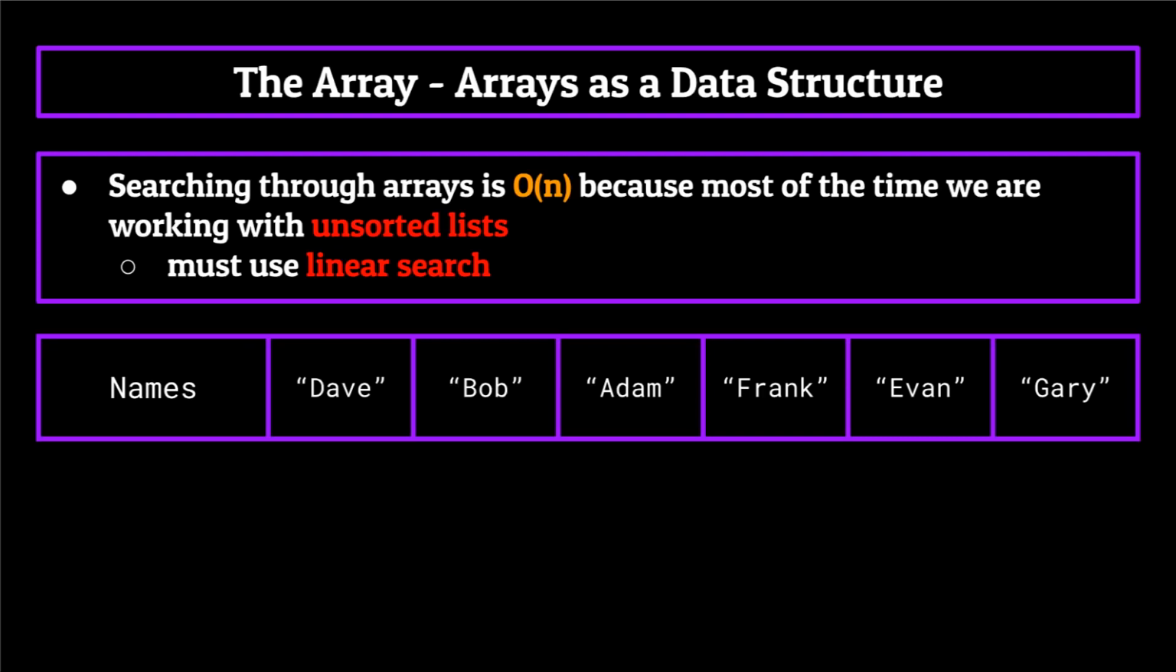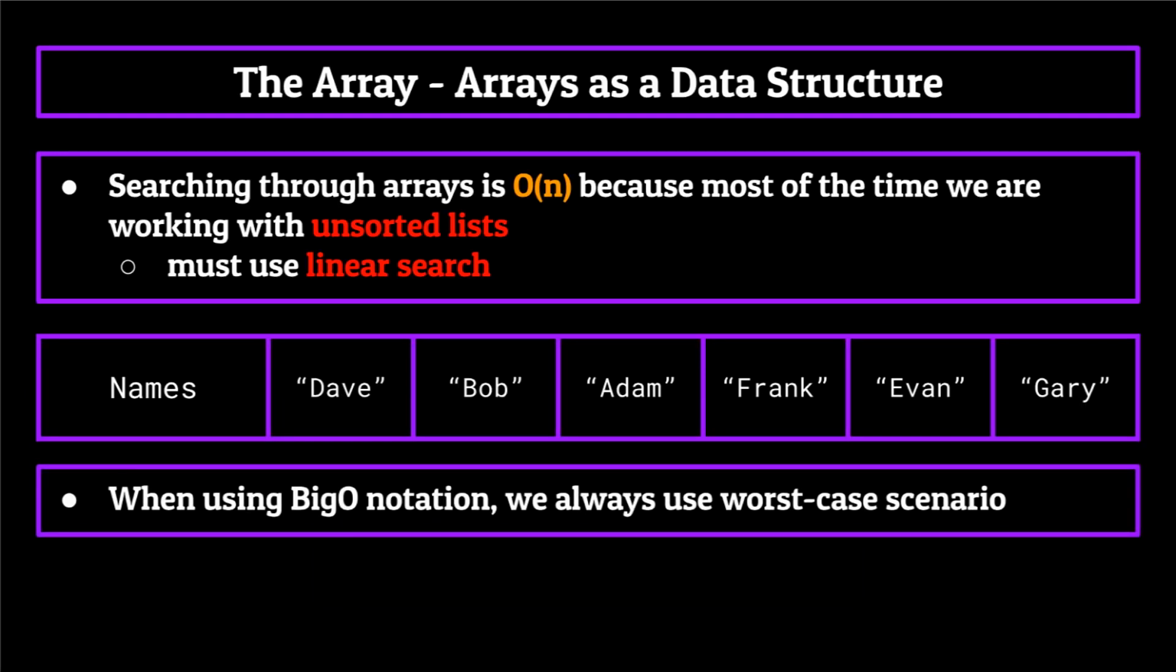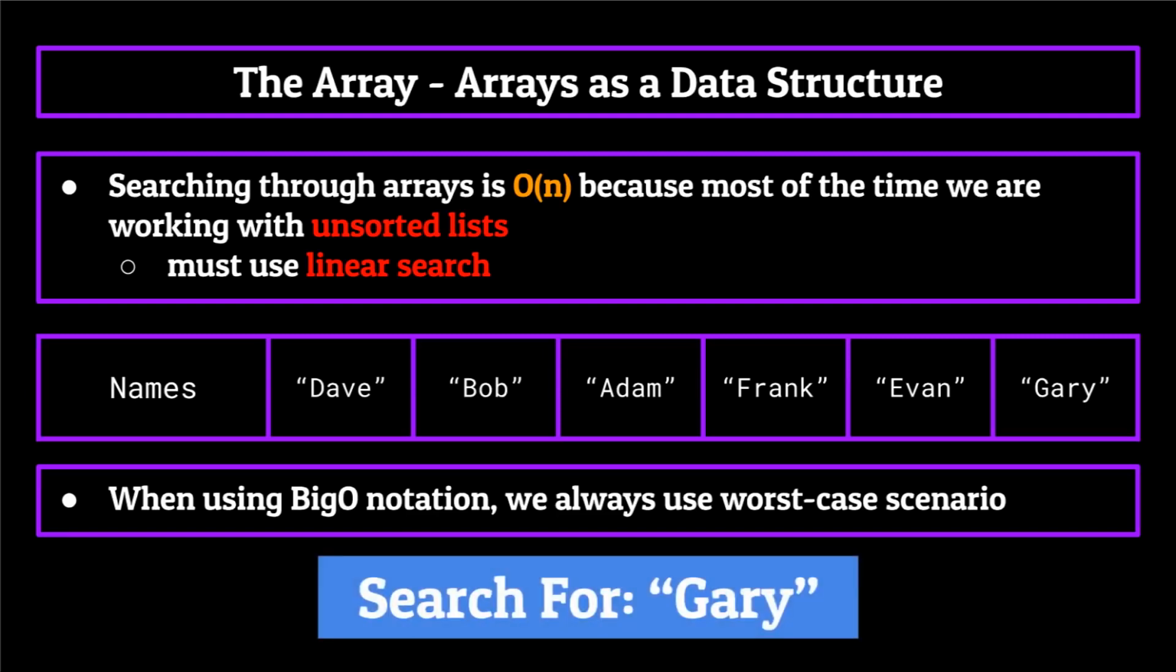Now, while there are faster ways to search through an array, those only work when the array is sorted. And so for a basic array, in worst case scenario, searching through it to find a particular element is going to be O of n. Now sure, there are going to be cases where the element you're searching for is the first element in the array, or even somewhere in the middle. But remember that when working with Big O notation, we always use the worst case scenario. And in this case, the worst case scenario is that the item that you're searching for ends up being the last element within the array, which, for an array of size n, would take n operations to reach.